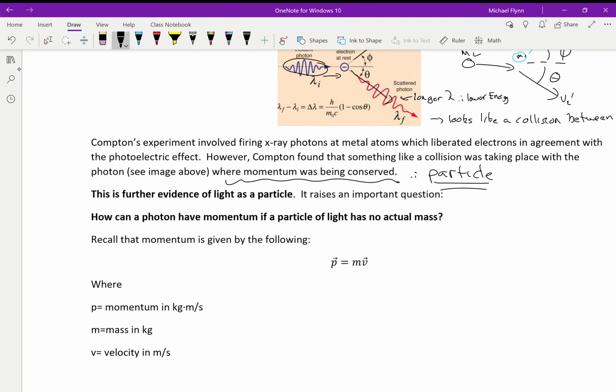Now, how can a photon have momentum if a particle of light has no real mass? And make no mistake, light doesn't have any real mass like you and I have mass. It's not that kind of particle. We call it a force-carrying particle. It's not like a physical particle like you would imagine it. It's a little particle of light, okay?